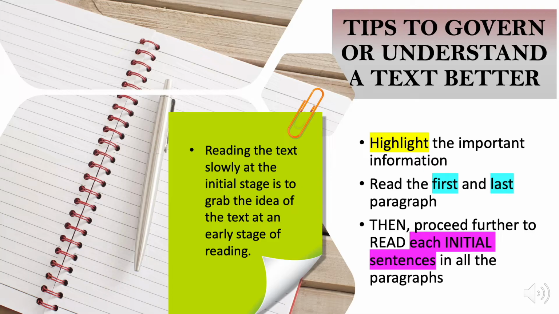There are a few ways that can help students to understand a text better. Reading the text slowly at the initial stage is to grab the ideas of a text at an early stage of reading. Students can highlight the important information from the passage given or read the first and last paragraph of the passage. Then, students can proceed further to read each initial sentence in all the paragraphs.